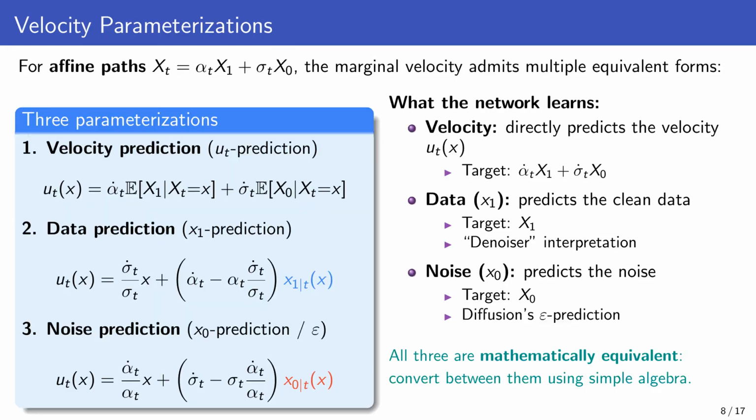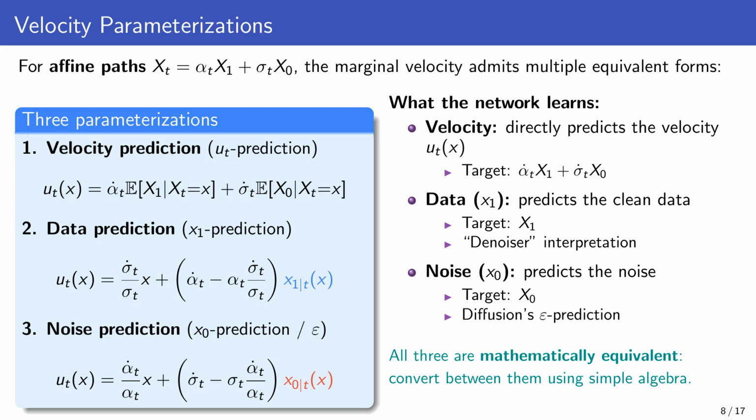So far, we have trained the network to directly predict the velocity. But for affine paths, the marginal velocity can be decomposed in different ways, and this gives us 3 equivalent parameterizations to choose from. The first is velocity prediction, which is what we have been doing. The network directly outputs ut of x. The training target is alpha.t times x1 plus sigma.t times x0. For the linear OT path where alpha t equals t and sigma t equals 1 minus t, this simplifies to x1 minus x0 as we saw.